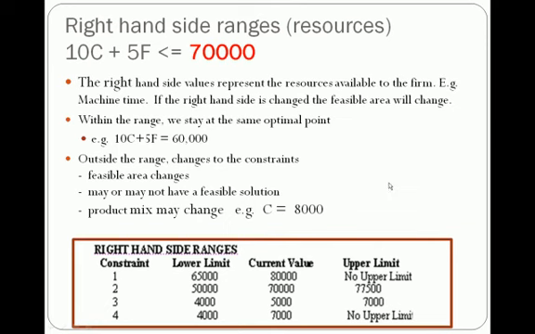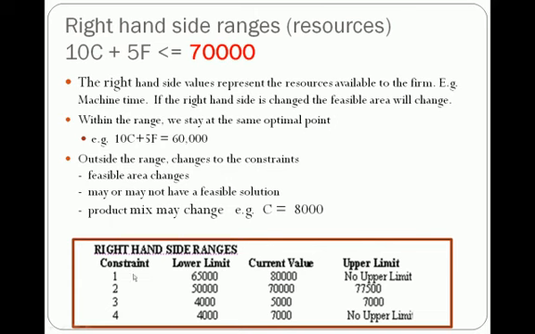Right-hand side changes means we have more of a resource available. And if we have more resources available, it will add to our profits. But if we have too little resources, we might end up without a feasible area. And if we have too much, it might mean that we have a new solution. So what we're actually looking at is changing the 70,000 to maybe 70,001 or 70,002 or 80,000 or 90,000. But what impact will that have on our solution?